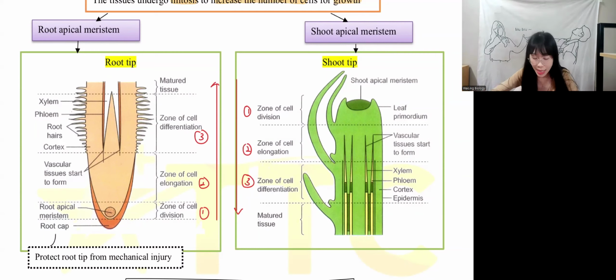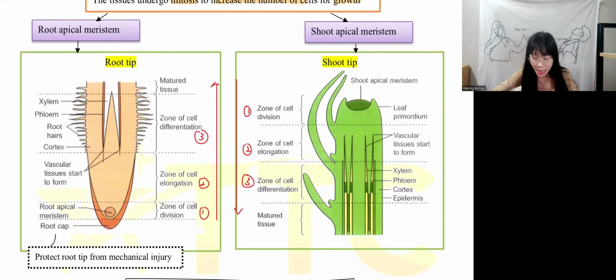Differentiation is to form into a specific cell with a specialized function. It's called the differentiation process. At the root tip, they go through differentiation because they want to form into a thing called root hair. Root hair is not just one; every root has many root hairs. When you have a lot of root hair, it is to increase surface area.